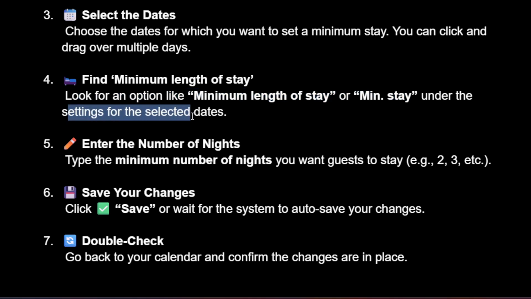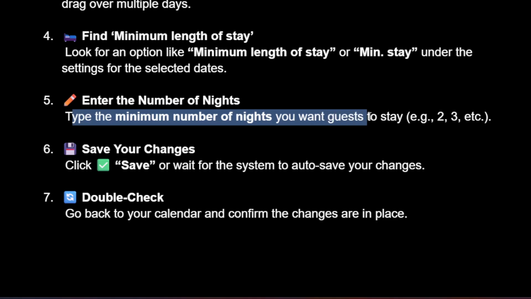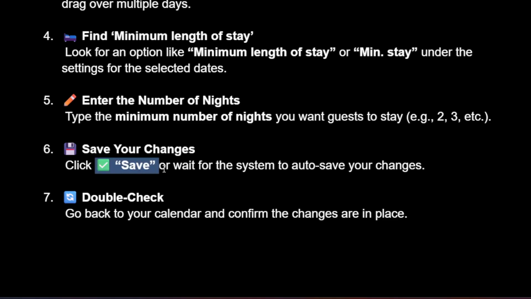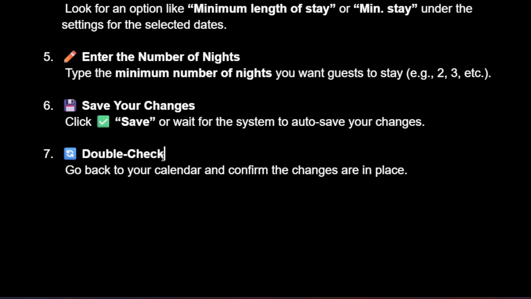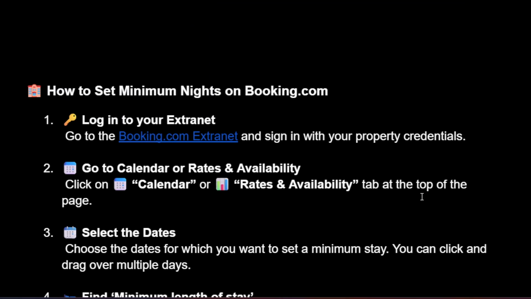Under these settings for the selected dates, you will enter the number of nights. Type the minimum number of nights you want guests to stay, for example 2, 3, etc. Save your changes. You will click the save button or wait for the system to auto save your changes, and just double check, go back to your calendar and confirm that the changes are indeed in place.